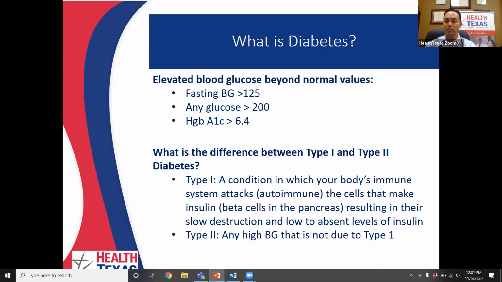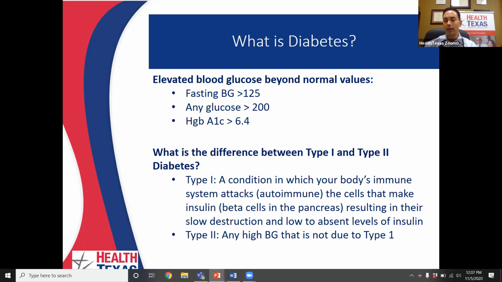Those A1Cs are actually now available over the counter in the pharmacies. They're about $10 to $15 a test. So if you ever wanted to get one yourself, maybe you didn't have access to a provider at the time, or maybe you were in between visits and wanted to see how you were doing, you can get these now yourself over the counter.